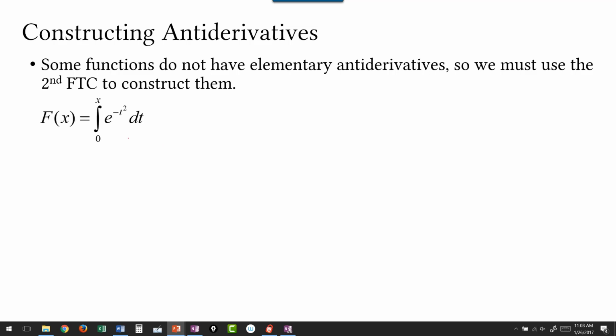So here's such a function. E to the minus t squared does not have an elementary antiderivative. There's no function whose derivative equals e to the minus t squared as far as the sorts of formulas we're used to thinking about.